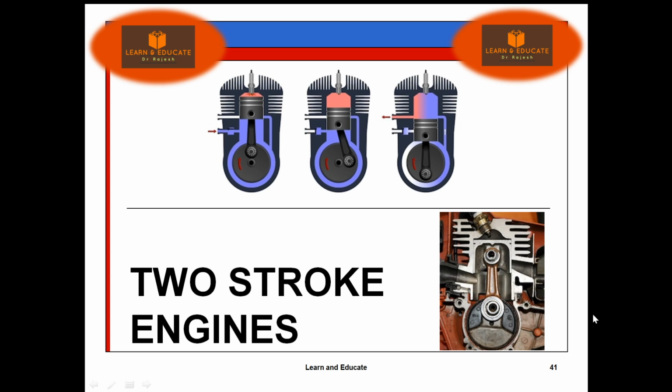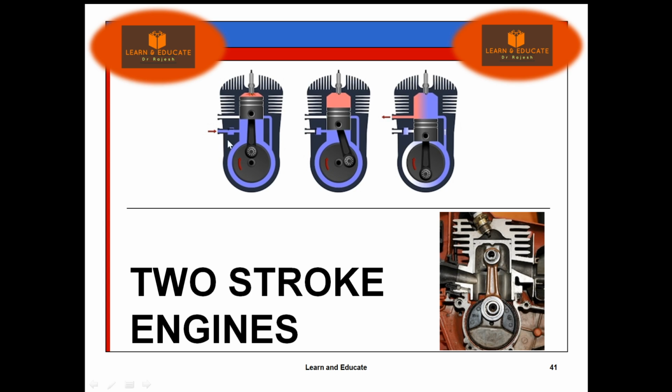So here you can see the working of a two-stroke engine. We will discuss this in detail. Have you observed any major difference here? Yes, there are no valves. There are no intake valve as well as exhaust valve as in a four-stroke engine. So that entire camshaft mechanism and belt drive, all these things are eliminated.